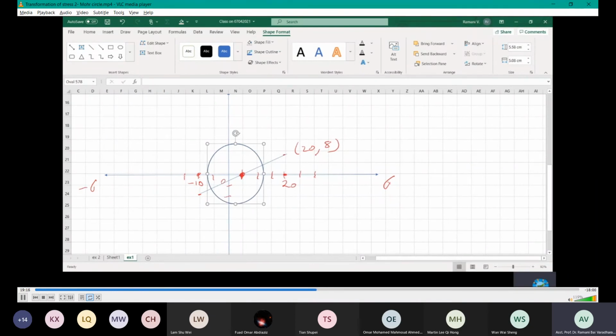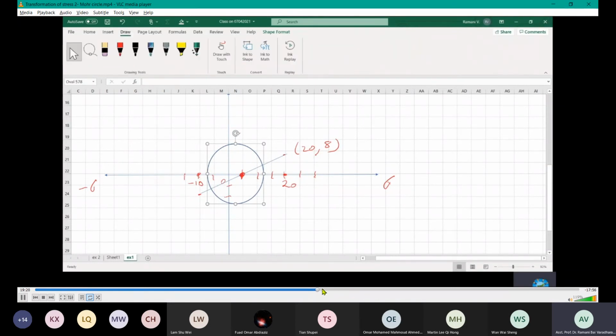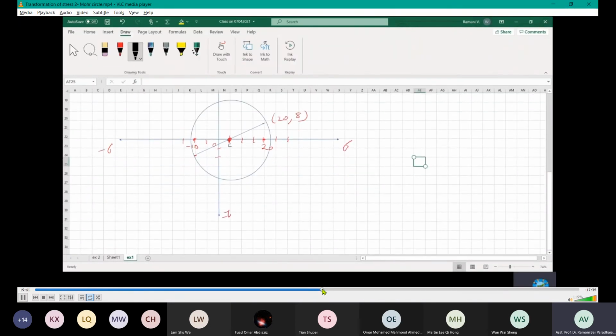This is the center, right? The point C, I mark it as C for convenience. Principal stresses using the Mohr circle. So number 4 is to determine the principal stresses; we construct it, and we are going to determine the principal stresses.